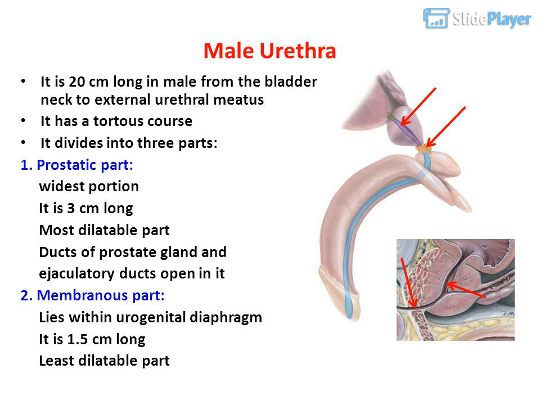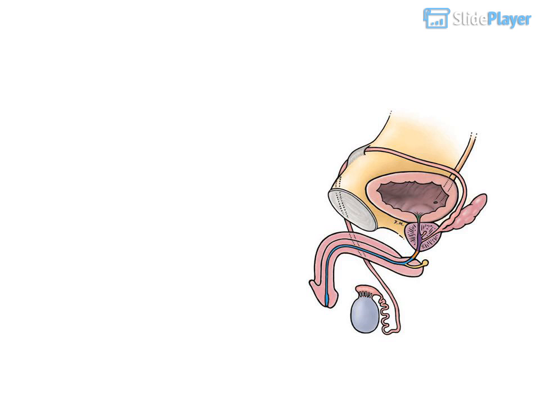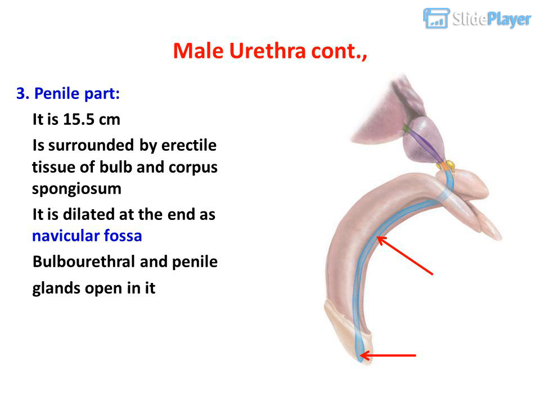2. Membranous part: lies within urogenital diaphragm. It is 1.5 cm long and is the least dilatable part. Male urethra continued. 3. Penile part: it is 15.5 cm, surrounded by erectile tissue of bulb and corpus spongiosum. It is dilated at the end as navicular fossa. Bulbourethral and penile glands open in it.